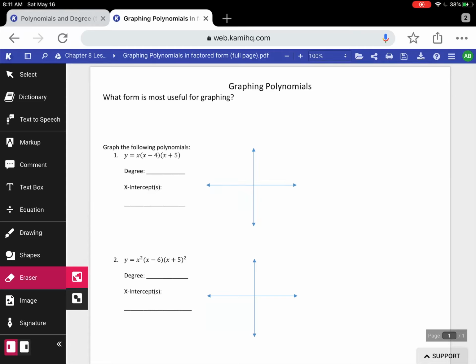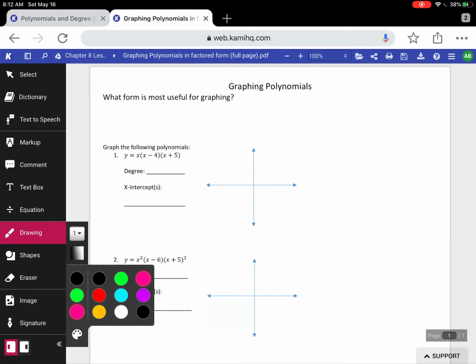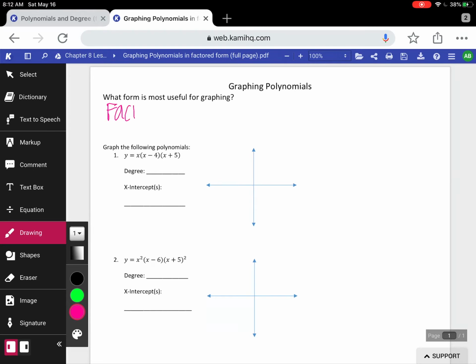Okay, we are going to take notes on how to graph a polynomial. We're going to start with which form is the most useful. When we are graphing, we want it in factored form. The reason we want it in factored form is that it's very easy to find the x-intercepts. And once we have the x-intercepts of a graph, the rest of the curve kind of just follows along.